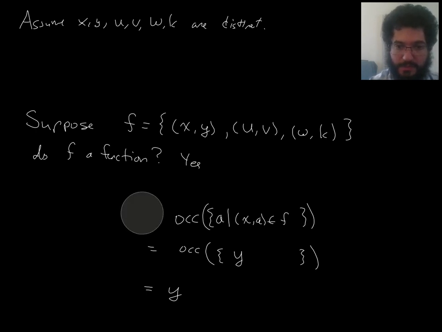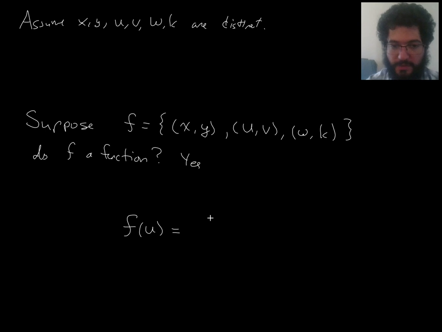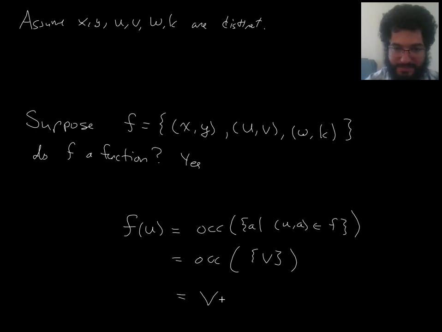Let's try another one. f of u. So it looks like f of u is going to be v. The long-winded way to see that that's true is to see that f of u is by definition the occupant of the set of things that get paired with u as elements of f, which is the occupant of singleton v, which is v.